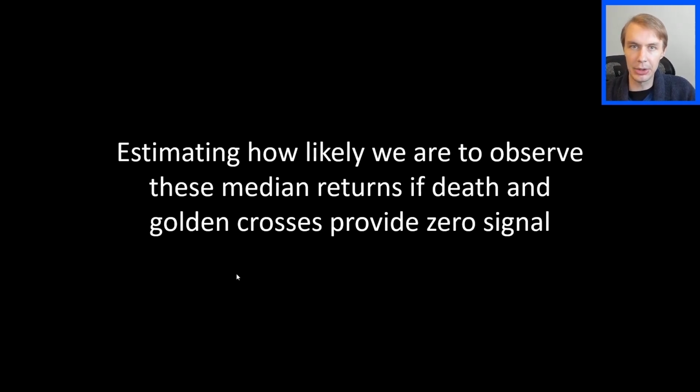And so basically what I'm going to be showing you here are some analyses where we estimate how likely it is that we'd observe, in this case I'm going to focus on the median returns that Jay had just talked about, if death crosses and golden crosses were actually providing zero signal. So if it was just due to random chance, how likely would we have been to observe what we saw? And if that's super unlikely, we might be able to say that it probably isn't just random error, it might actually be something meaningful in the markets.